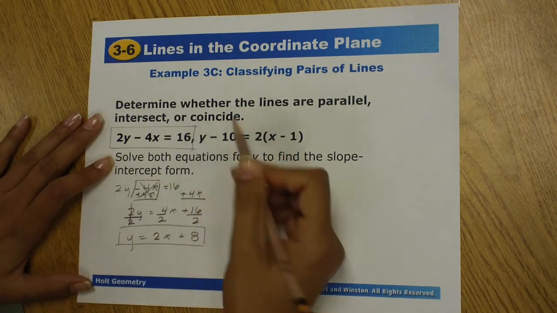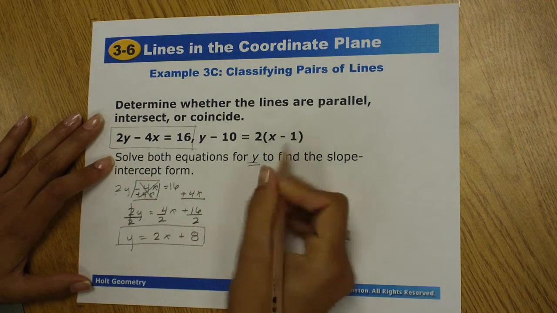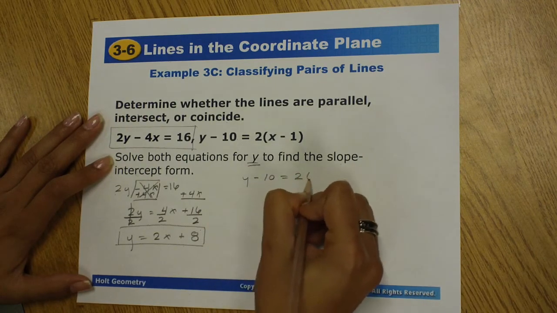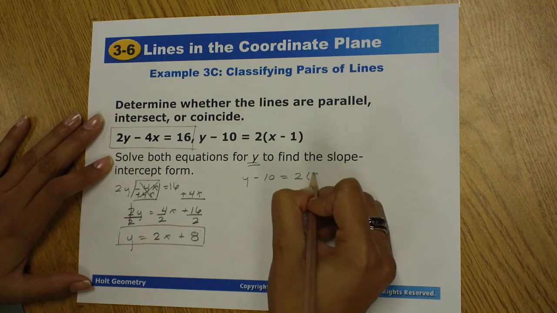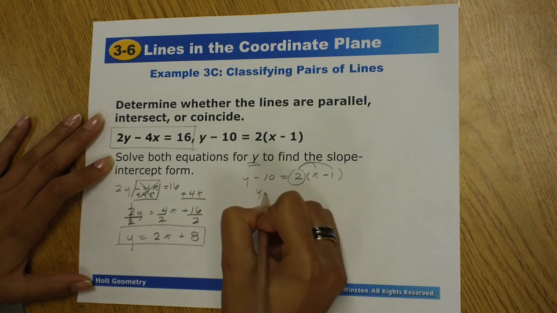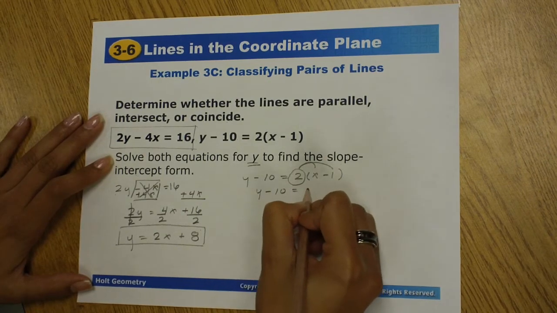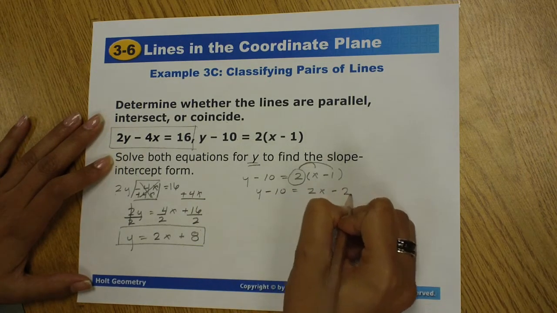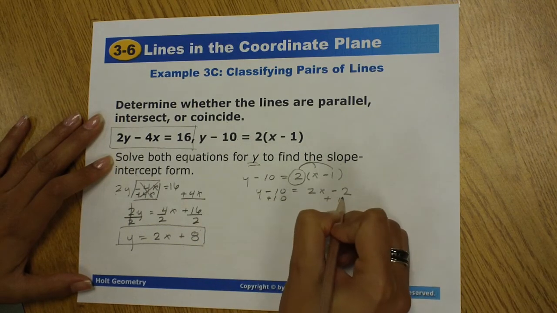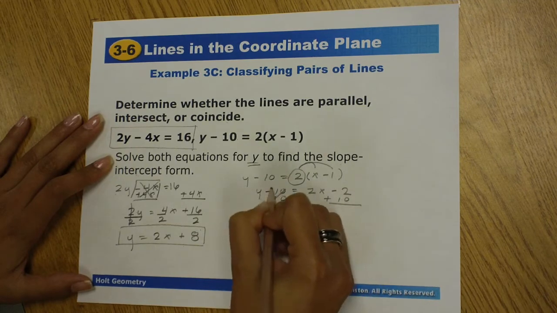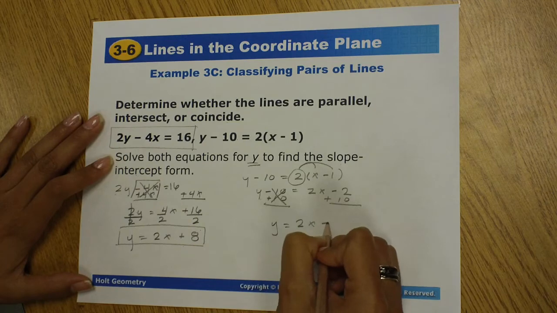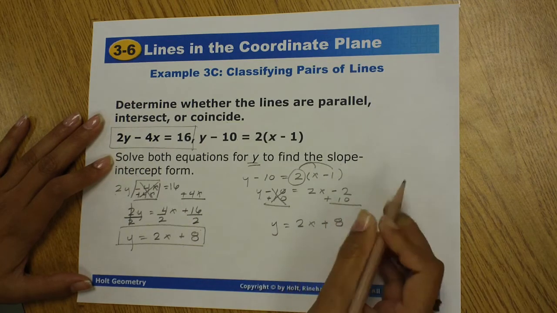Now I need to solve the other one to see what parts, if any, match. So I've got y minus 10 equals 2 times x minus 1. Start by distributing the 2. Y minus 10 equals 2x minus 2. Want to isolate the y, so I'm going to add 10 to both sides. That's gone. I have y equals 2x plus 8.